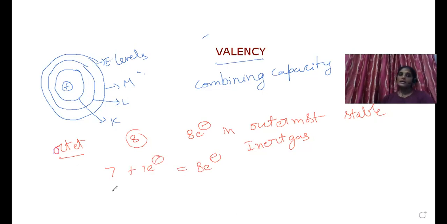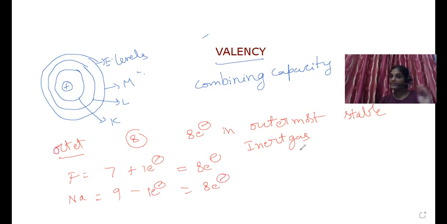Coming to sodium, it has 9 electrons in the outermost shell. If it loses 1 electron, then it will get 8 electrons in the outermost shell. So what is the combining capacity of sodium here? That is 1 electron. So the valency of sodium is 1. The combining capacity means how many electrons it may gain or lose to get 8 electrons in the outermost shell. Got it now? So valency means combining capacity, the number of electrons gained or lost by the element to get 8 electrons in the outermost shell.